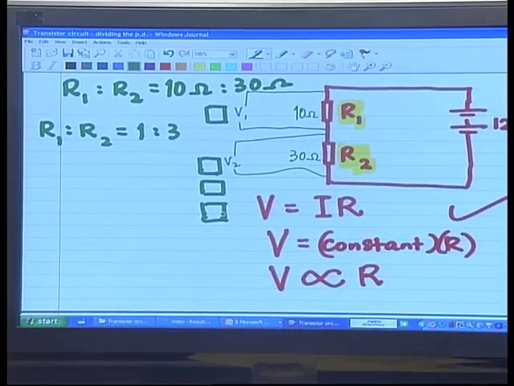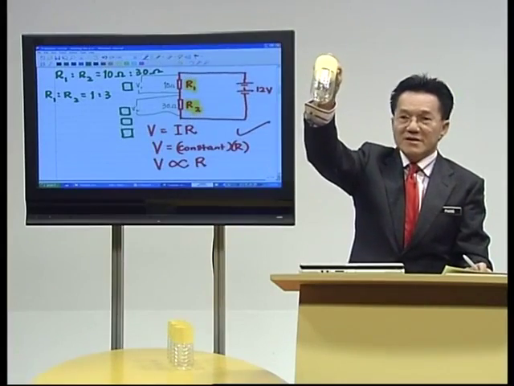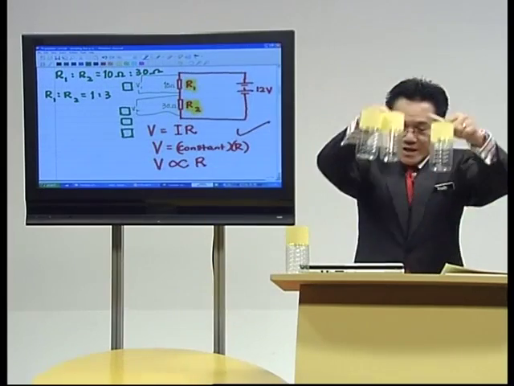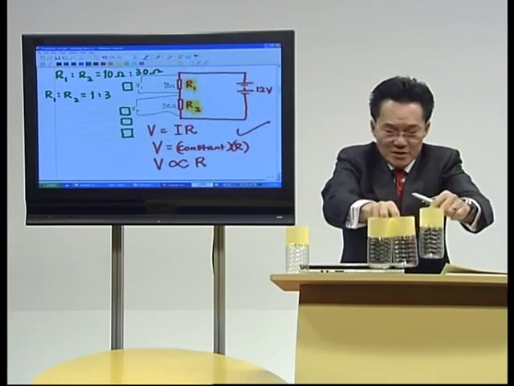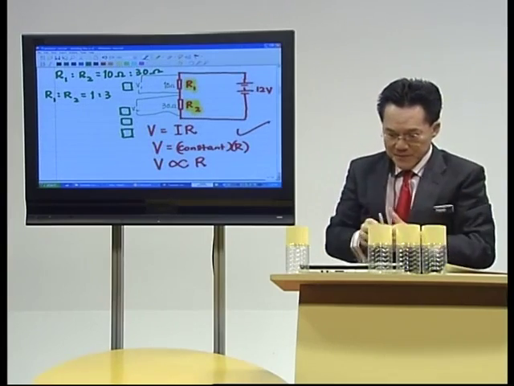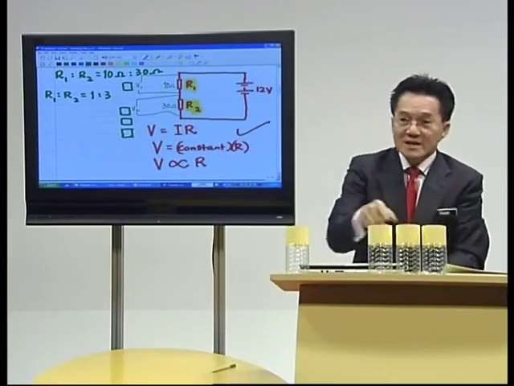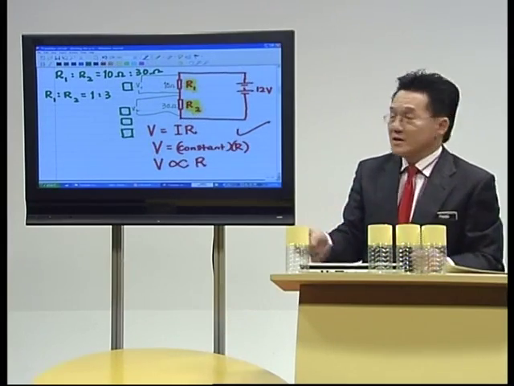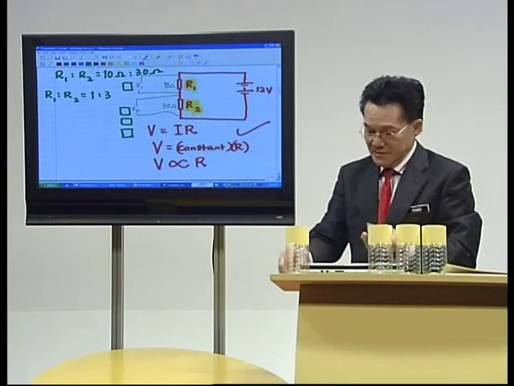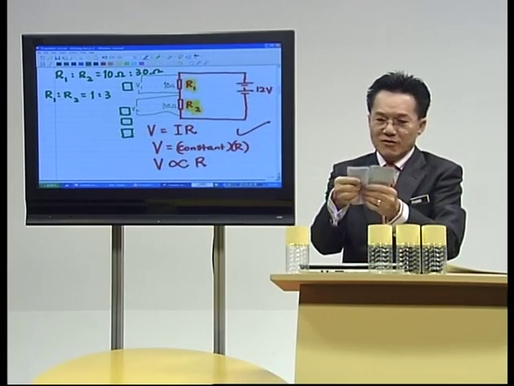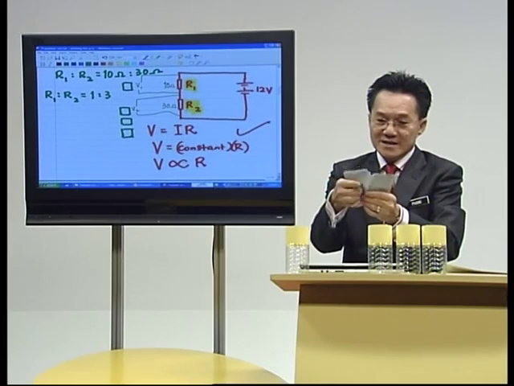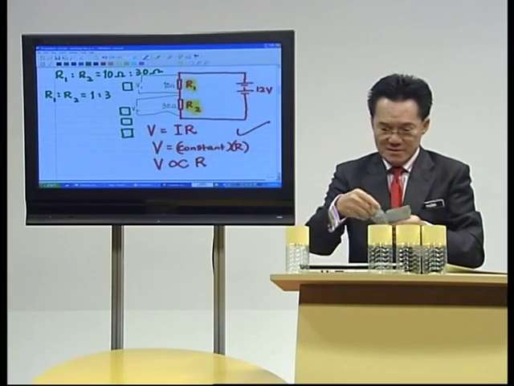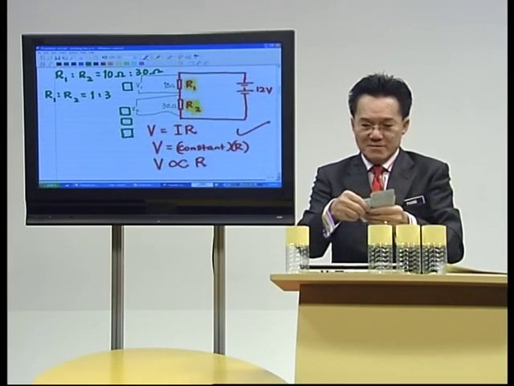Okay. So, this is V1. One container. This is V2. 3 containers. Okay. 4 containers altogether. And how many volts are they sharing? 12 volts. 1, 2, 3, 4, 5, 6, 7, 8, 9, 10, 11, 12. Wonderful. Alright. So, 1, 2, 3, 4.